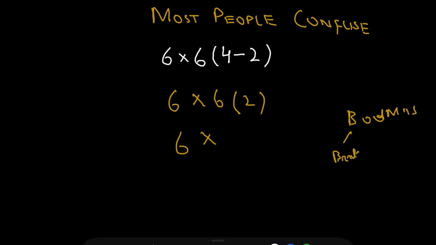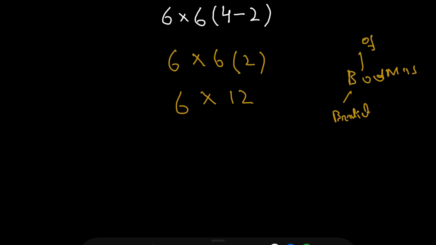B for bracket and O for of. So now we simplify the of: 6 multiply 2 is 12. Okay, and then 6 multiplied by 12 is 72. Our answer to this question, 72, is right.